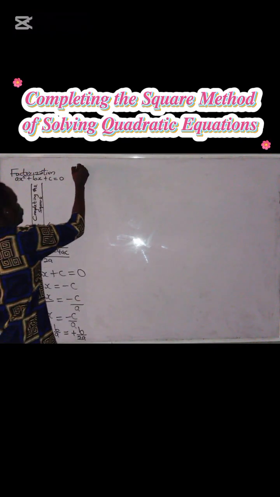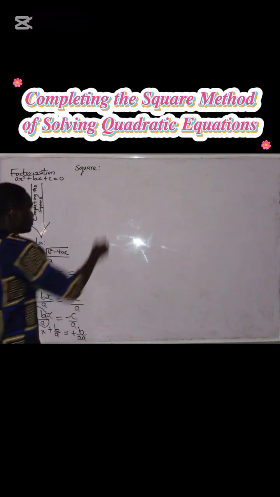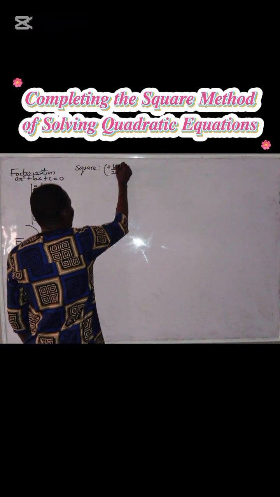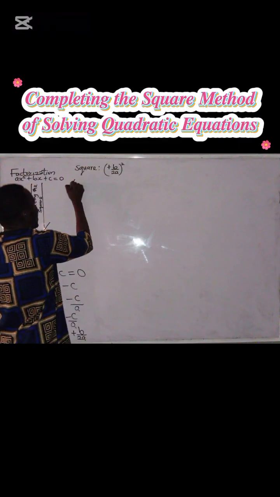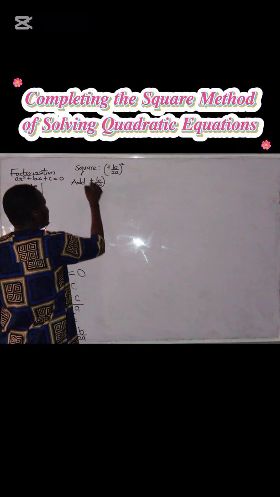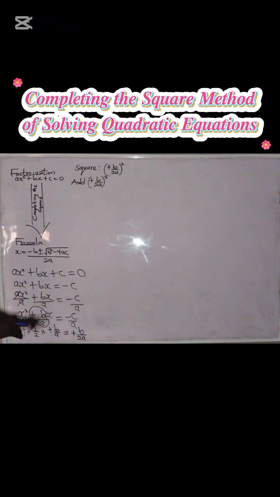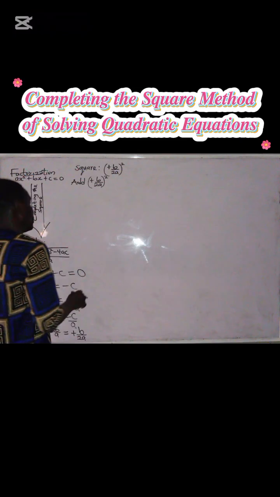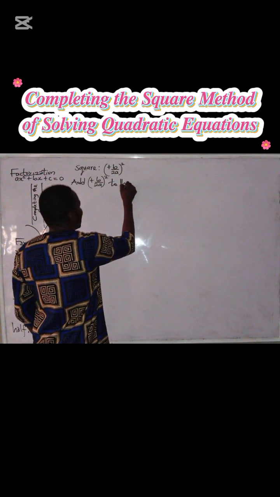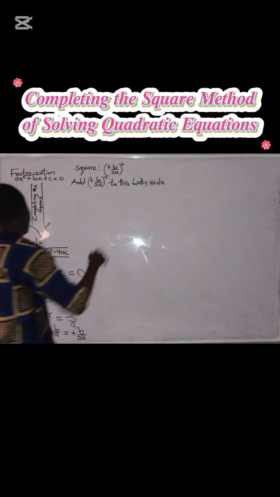The next step is you square it, which simply means plus b over 2a squared. And after that we add plus b over 2a squared. I'm writing this plus because if it were minus right here, we would put the minus. There is something we want to do with that later. Add this to both sides.